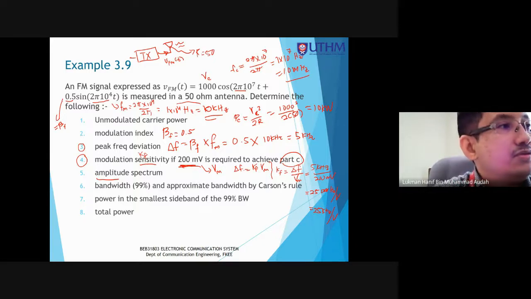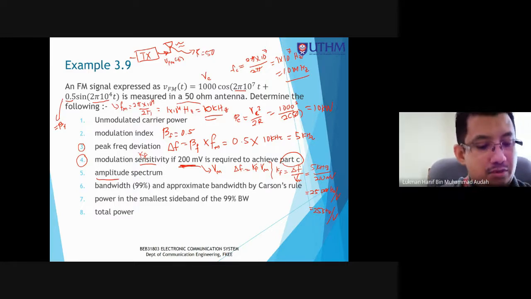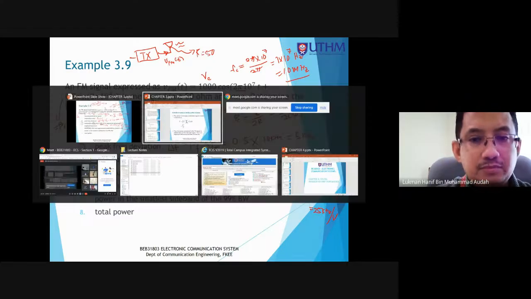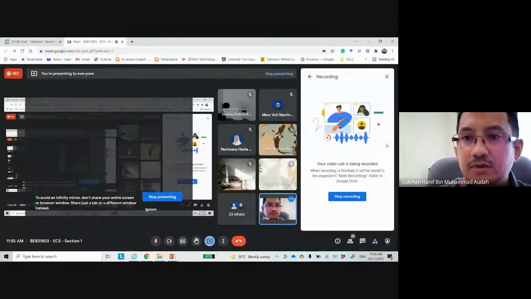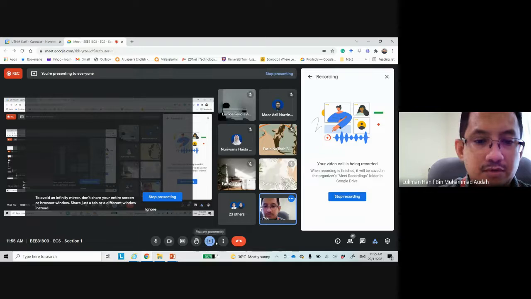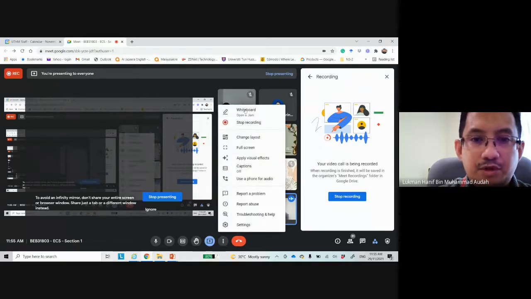So here, tidak ada ruang kosong yang boleh saya lukis. So I need to open a whiteboard. Saya perlu open whiteboard. So I will open the whiteboard.